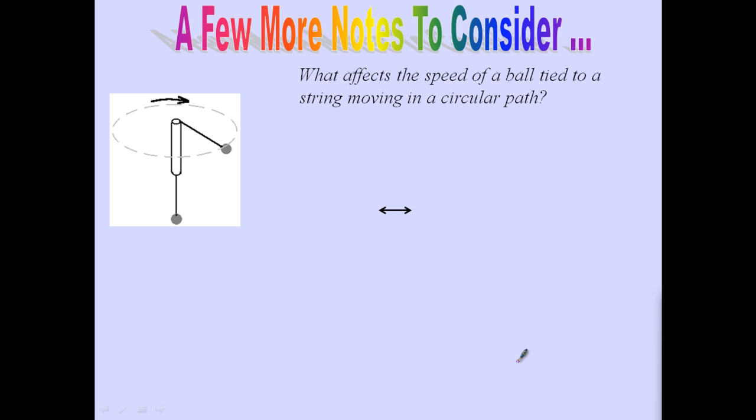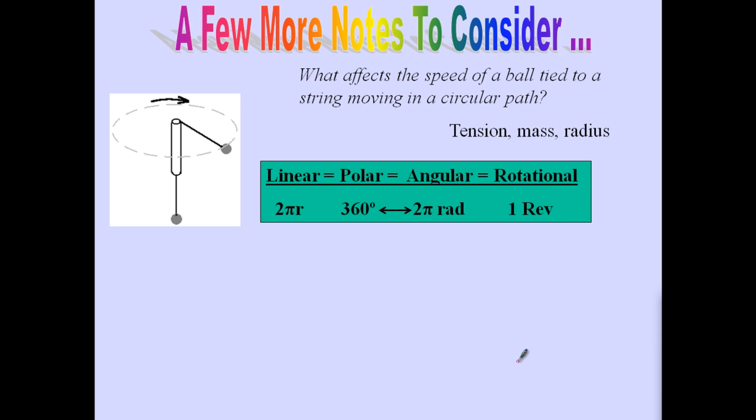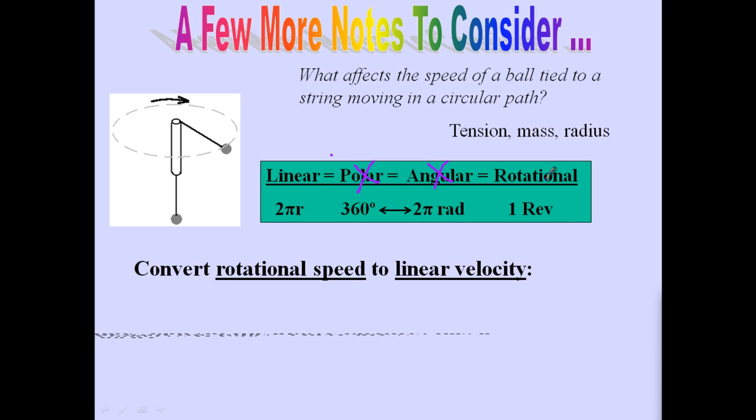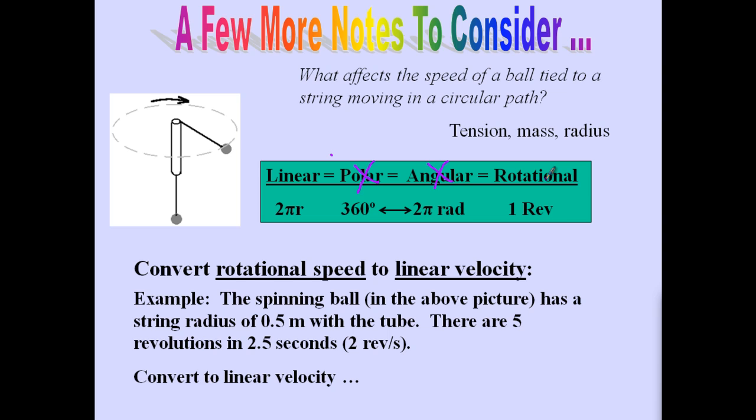So what affects the speed of a ball tied to a string moving in a circular path? We said the tension, the mass, and the radius from a previous slide. There's the end of the period. So we're not going to worry too much about polar or angular stuff. We're just going to be worried about linear and rotational. Make it a little easier on you. It's easy to convert rotational speed to linear velocity.